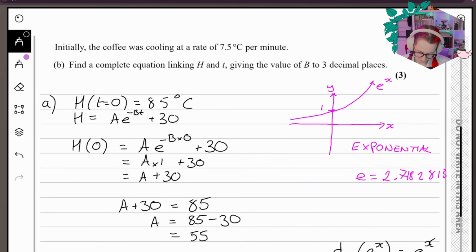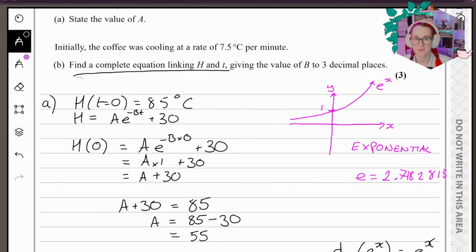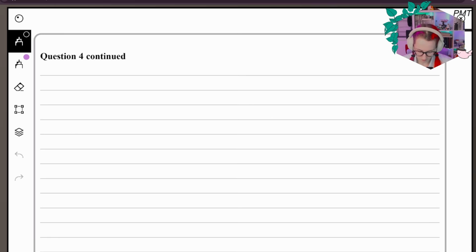We had to find a complete equation. So I nearly left it there, and then we would have lost marks, because it's not just asking us to write down the value of b, it's also asking us to write down the complete equation. So h is equal to 55 e to the minus 0.136 t plus 30. And then that's the full equation.